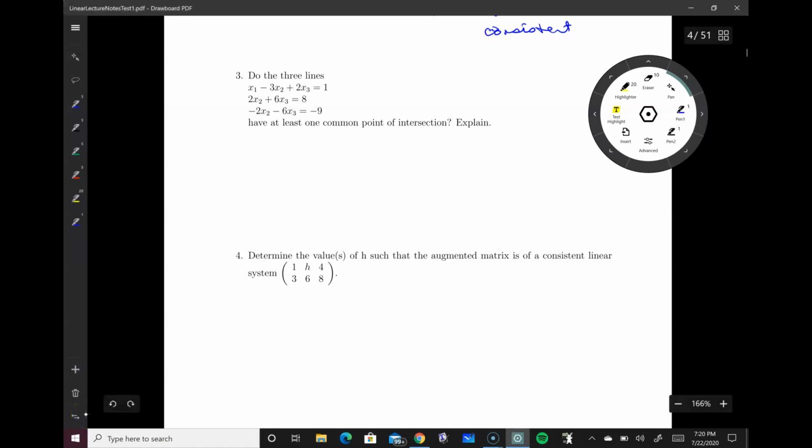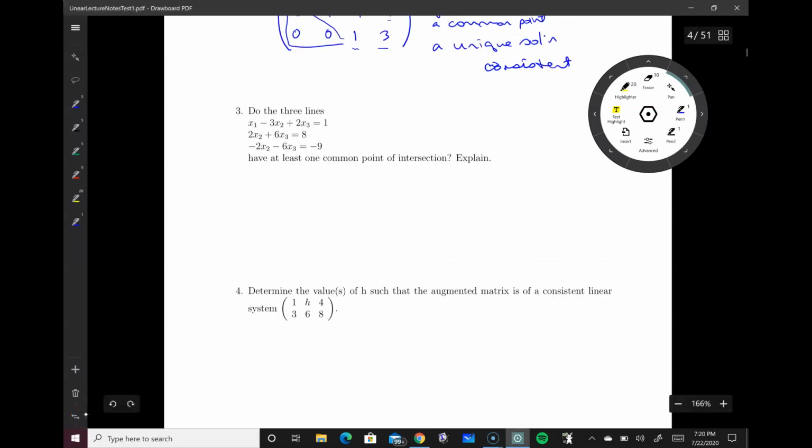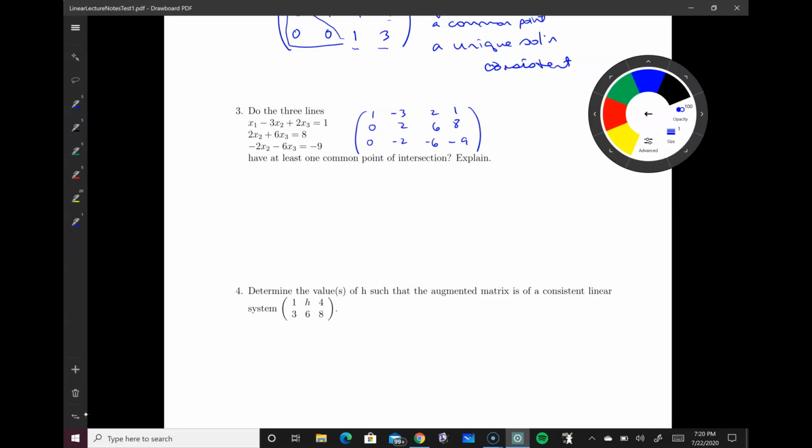Okay, so let's go tackle this one. So putting this into a matrix, I can see I'm going to have 1, negative 3, 2, 1, 0, 2, 6, 8, 0, negative 2, negative 6, negative 9. All right, so I see that I've got a 1 here and zeros below, so that's all good.